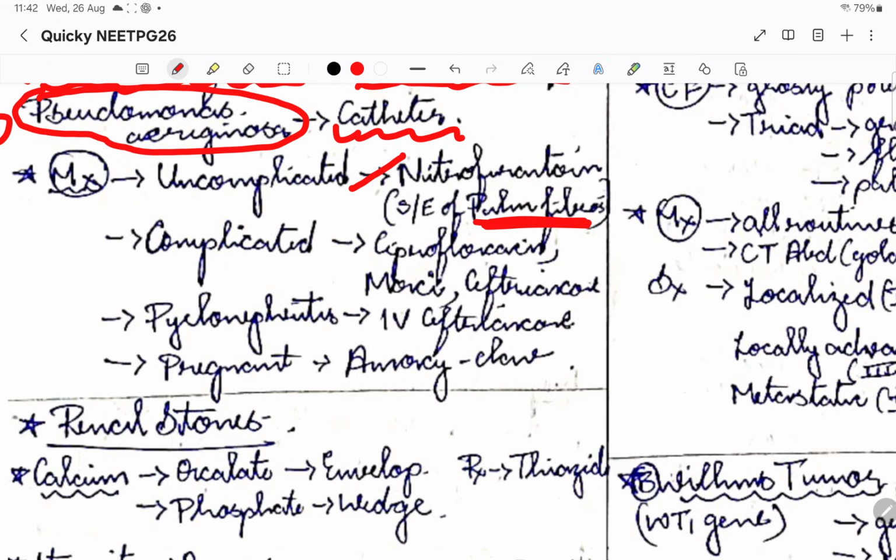Then coming to complicated cases of UTI, what we'll do is we'll give third generation cephalosporin, that is ciprofloxacin, moxifloxacin and ceftriaxone. IV ceftriaxone treatment can also be done with respect to complicated cases.